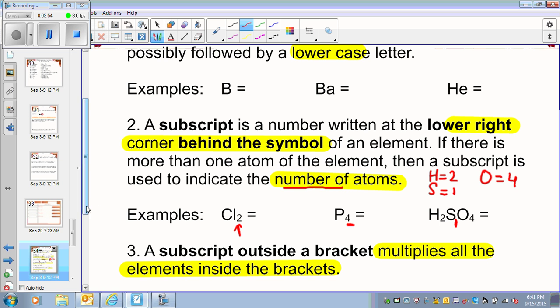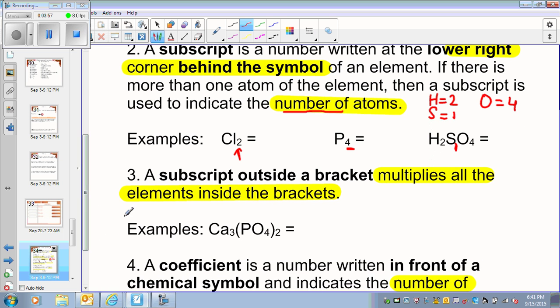A subscript outside of the bracket multiplies all elements inside the bracket. So what if the subscript is outside of the parentheses? This 3 is sitting with calcium, that means you have 3 atoms of calcium. But this 2 is outside of the parentheses, and inside the parentheses you find phosphorus and oxygen. So this number outside the parentheses multiplies by everything inside. It multiplies with the 1 of the phosphorus and with the 4 of oxygen. That gives me 2 atoms of phosphorus and 8 atoms of oxygen.